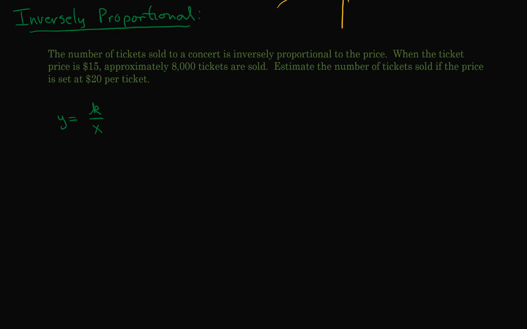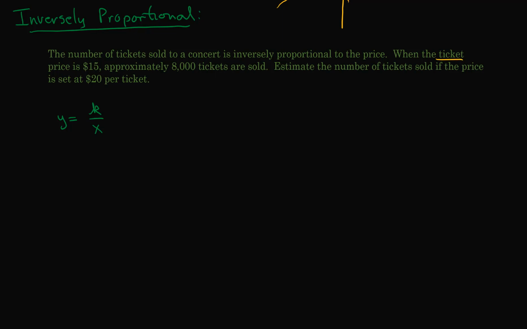To express that something is inversely proportional, we're going to use the equation y equals k over x, where k is the constant of proportionality. K allows us to adjust the relationship between the number sold and the price for this particular situation. Okay, let's take a look at the information we're given in our problem statement.